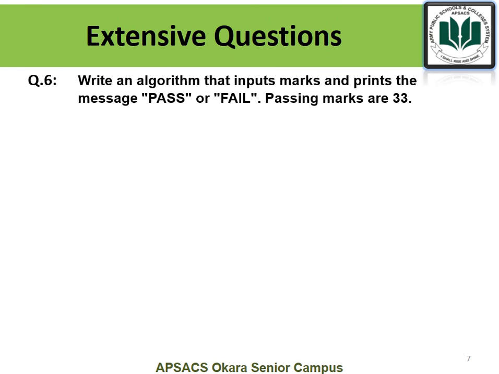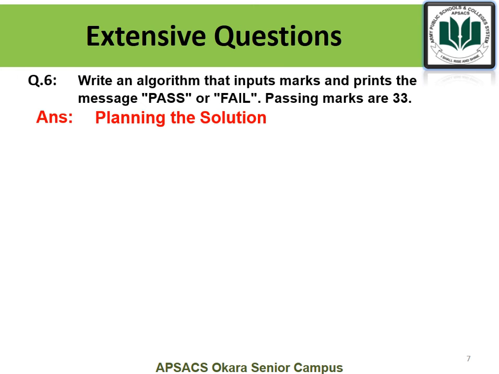Now question number 6. Write an algorithm to input marks and print the message pass or fail. Passing marks are 33. We will be taking the marks of the student and we will be printing the message pass or fail based on the criteria, which is 33 for the passing marks.